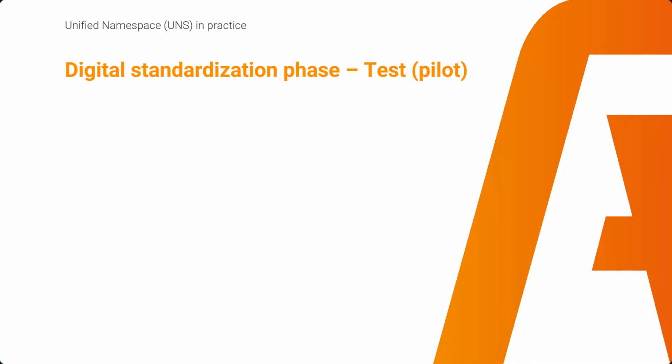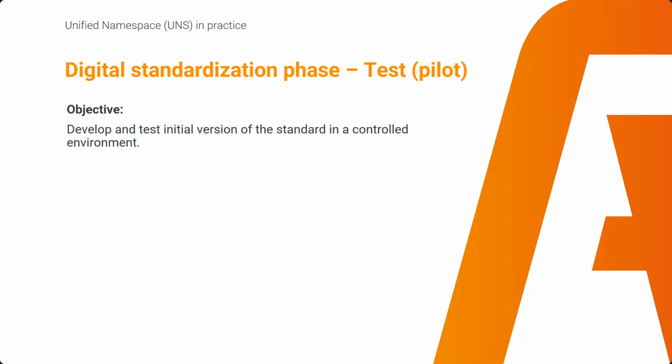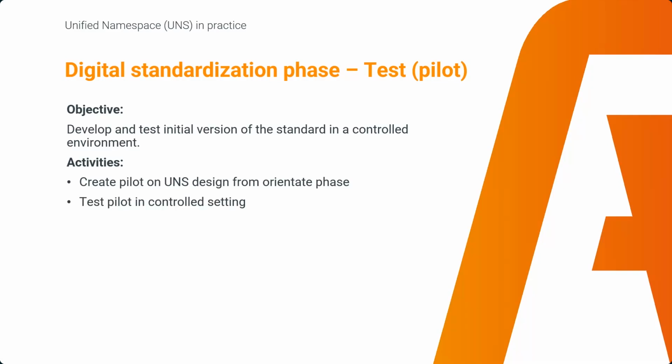When we then go to the next step, the test pilot step, the objective is to test and develop an initial version of the UNS. The activities we do are that we create a pilot, which is designed already in the orientate phase. We test the pilot in a controlled setting. It's really important that we have a correct setting where we can test the pilot. We will review it. We will adapt it, of course. So we have some iterations here, depending on the fit. We can have one or multiple iterations.